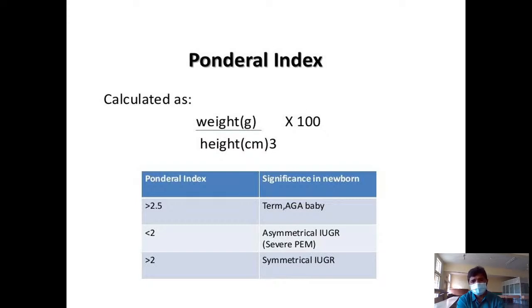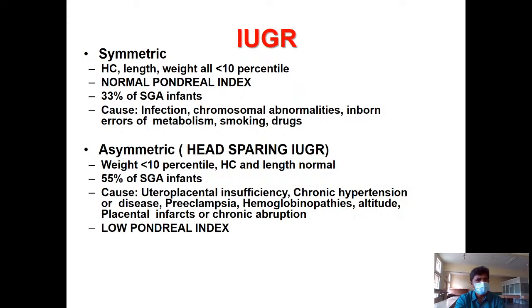When the insult happens in the later part of pregnancy, that is towards the third trimester, only the weight is affected and the head circumference and length are spared, then the fetus ends up having an asymmetrical IUGR, intrauterine growth retardation. So what is symmetrical intrauterine growth retardation?